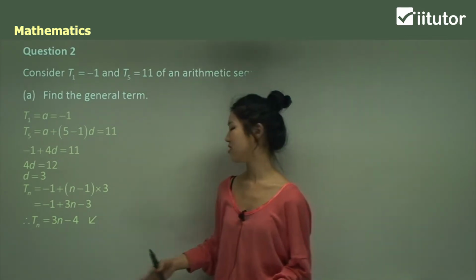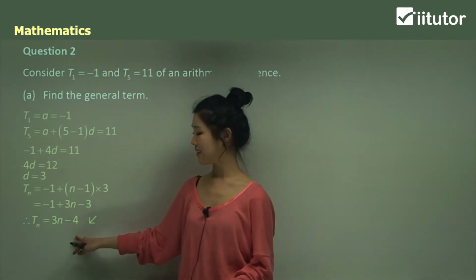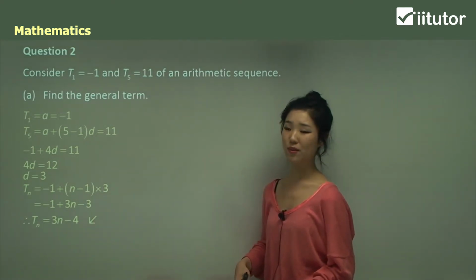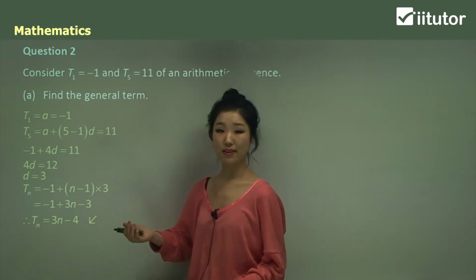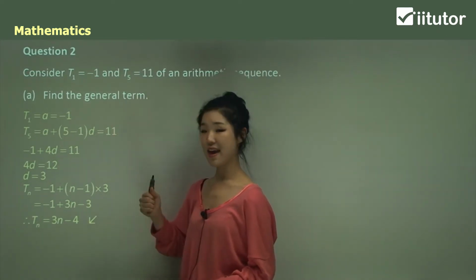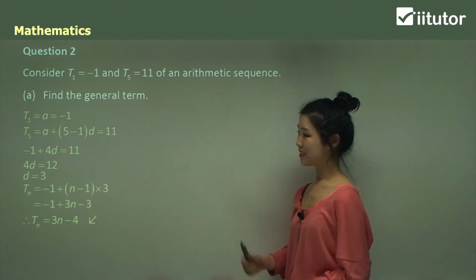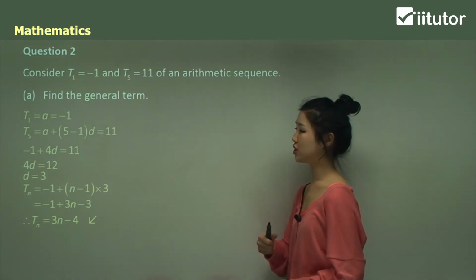And that usually means just in terms of n. Okay, that's it. That's question A for question 2. All I did was use the information they give us, trying to find a and then trying to find d, and then I arrive at the answer. So we've got our general term. Let's move on to B.